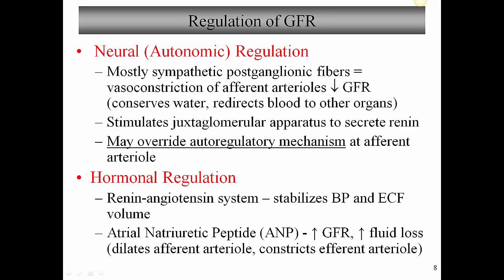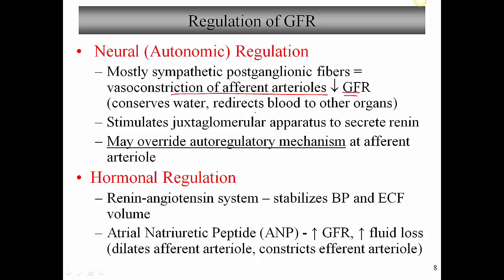Now let's talk just a little bit about neural or autonomic regulation. Remember, we said that sympathetic postganglionic fibers follow the blood vessels into the kidneys and can cause a very intense vasoconstriction of afferent arterioles. As we said before, remember the radius of the afferent arterioles is directly proportional to GFR. So if we vasoconstrict the afferent arterioles, reduce the amount of blood that goes into the glomerulus, that's going to reduce the GFR. This helps to conserve water and also redirects blood flow to other organs. Part, as you can imagine, of the sympathetic fight or flight response.